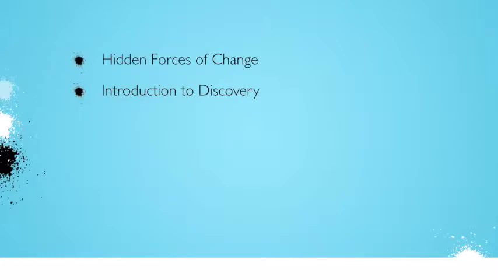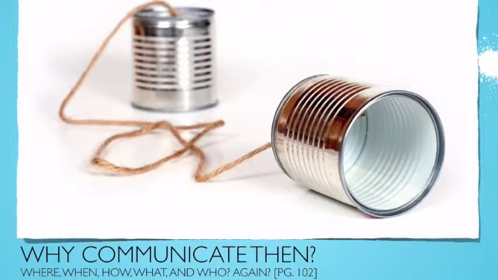So to get started, we're going to spend some time talking about the idea of communication. So if there are these hidden forces and these things that kind of automatically work against us, then why would we even begin to communicate? Like where, when, how, what, and who? How do we even begin the process of communication? So we turn to page 102. Actually, it starts on 101, and Schein talks about 6 different rules of communication.